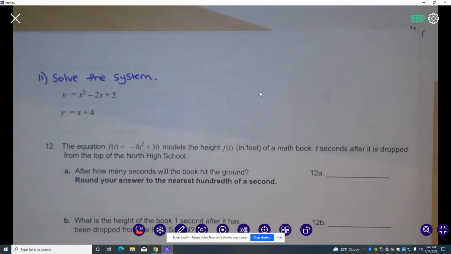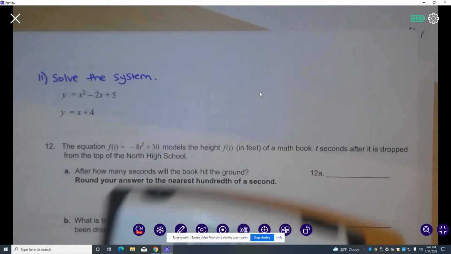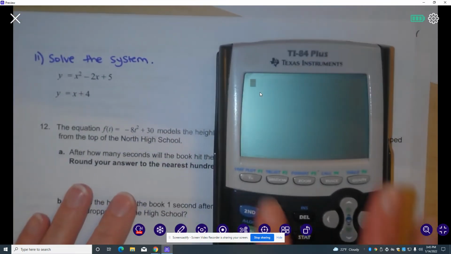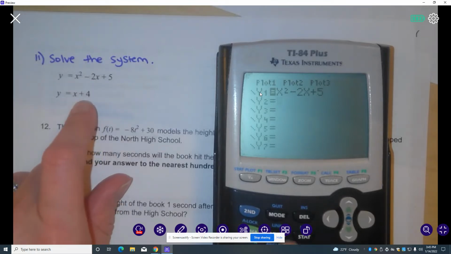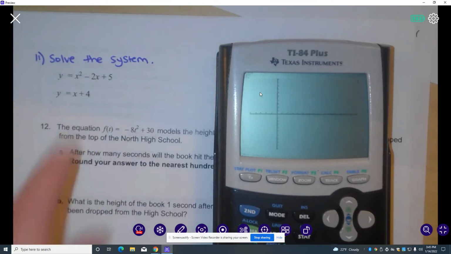where they intersect. So I'm going to go ahead and go to my y equals, and I'm going to enter in this top equation. And then I'm going to enter in the bottom equation and graph this. I'll probably have to adjust my window just a little bit.